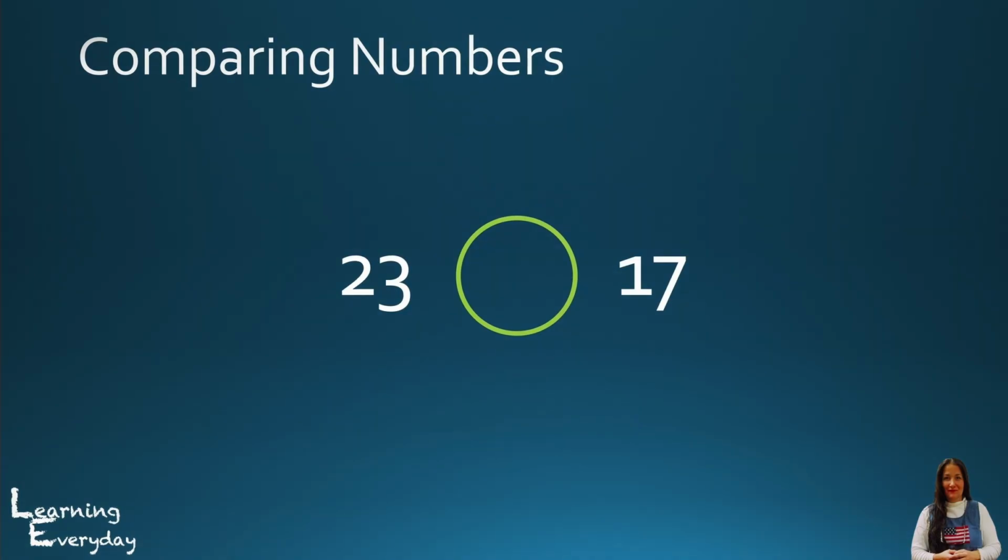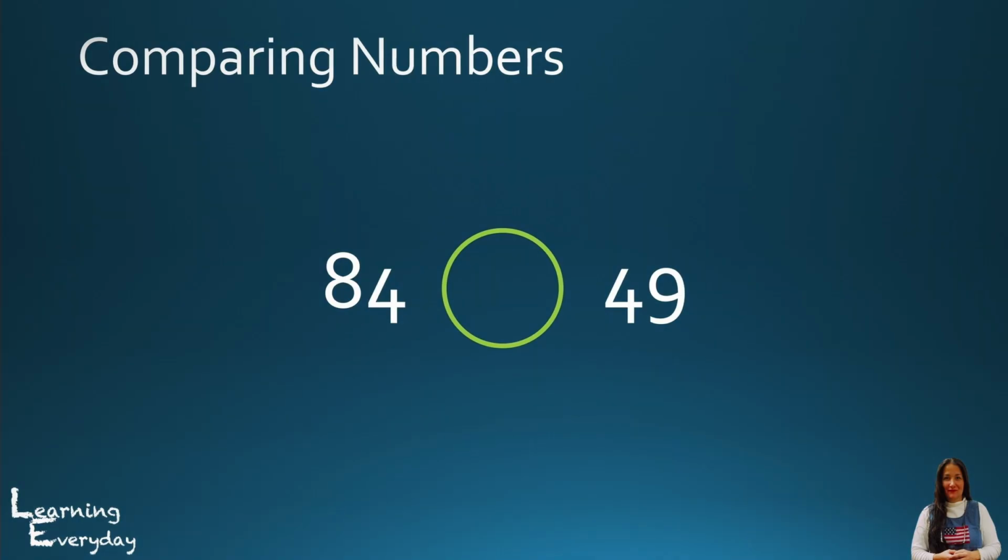Comparing numbers. The number on the left is a 2 and a 3. The number on the right is a 1 and 7. If we look in the tens column, in your mind, on the left, you see a 2. If you look to the right in the tens column, you see a 1. 2 is greater than 1. So we know already the 23 on the left is greater than 17 on the right. 23 is greater than 17.